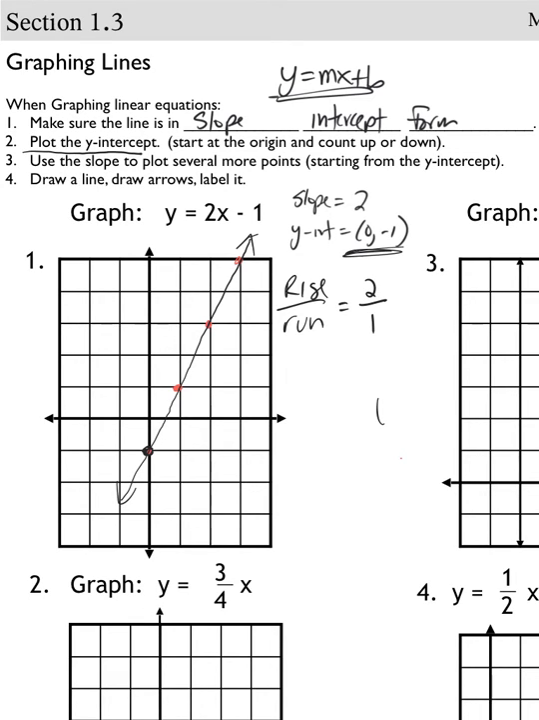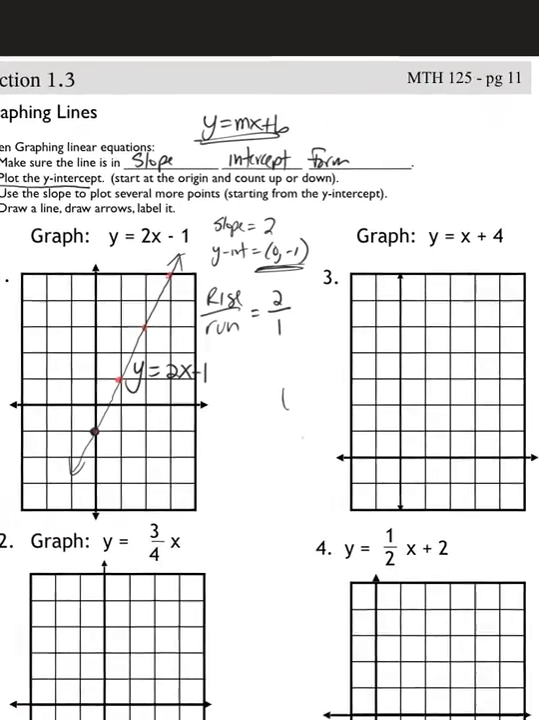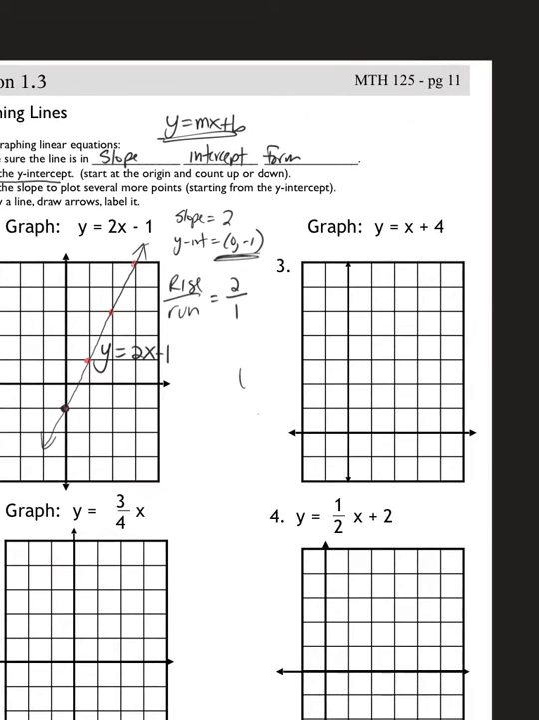And then you're going to put arrows and label it. Every time it's pretty much the same procedure. Plot the y-intercept. In this case, it's (0, 4). 1, 2, 3, 4. And then plot the slope. Starting at the y-intercept, I'm rising 1, running 1, rising 1, running 1. And then I'm going to draw my line, put my arrows, and label it.